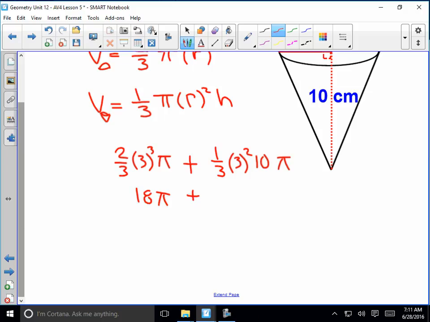And then we have our cone volume. 3 squared is 9. 9 divided by 3 is 3. 3 times 10 is 30 pi. Okay, so we have to put these two together. 18 pi plus 30 pi gives us 48 pi centimeters cubed.